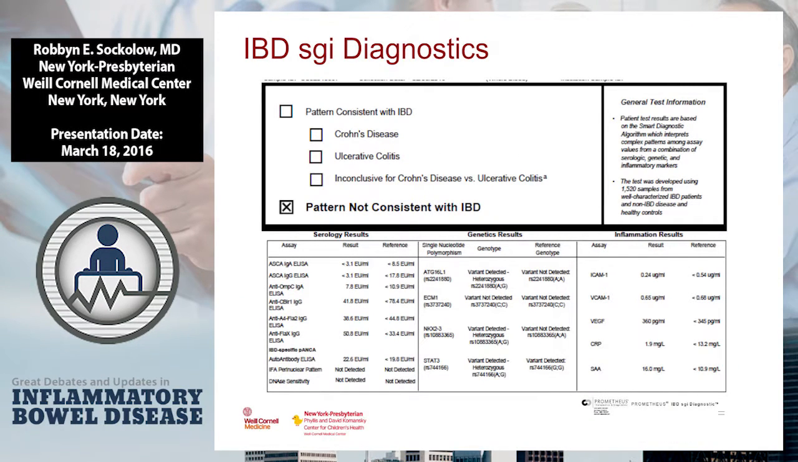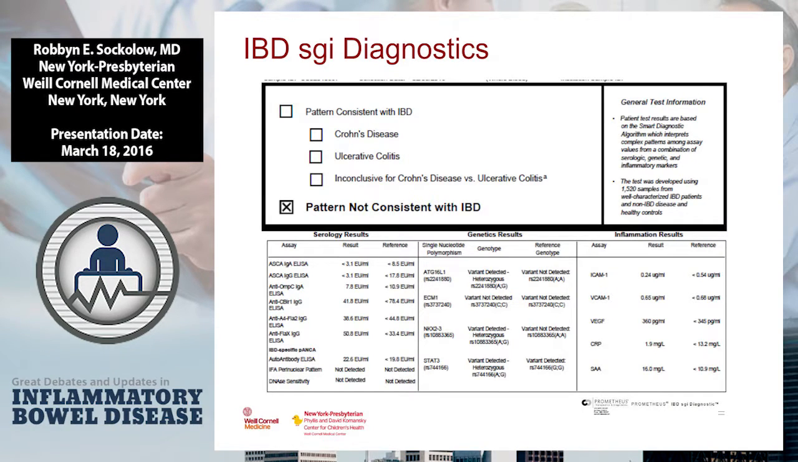There are different types of laboratories that will give us further understanding. So here from Prometheus, you can see they have the serologies with all the different microbial antibodies. You have some genetics that look at apoptosis, the extracellular matrix, and some STAT genes, as well as your markers. And based on this, through an algorithm, they could say whether you have Crohn's or ulcerative colitis, or it's inconclusive. But I would tell you that I spend more of my time looking at the individual results than I do at what the algorithm tells me.